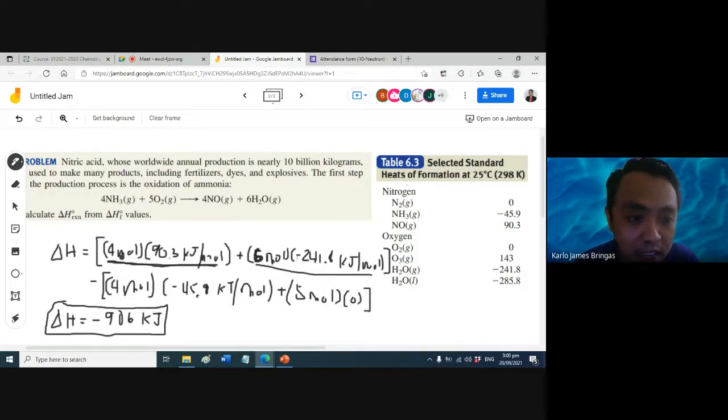So notice na ang unit ng mole will cancel out in here. And all that will be left for the unit is kilojoules na lamang. So that's the reason why in our final answer, we only have the unit of kilojoules. So Chelsea also got the correct answer for this one.